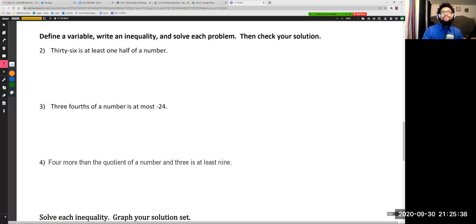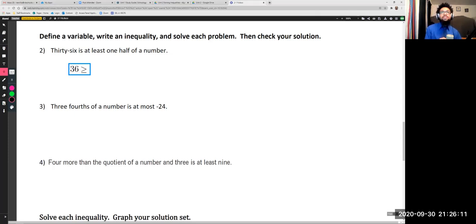Then we have 1/2 of a number. So let's start with 36. We know we're going to have 36 is at least 1/2 of a number. So it's going to be a, can I do the greater than or equal to sign here? I can. Awesome. If you all are using Canva, you can just type in the greater than and then type equal to right behind it, and it'll put it in like normal.